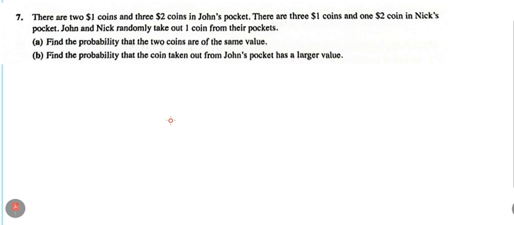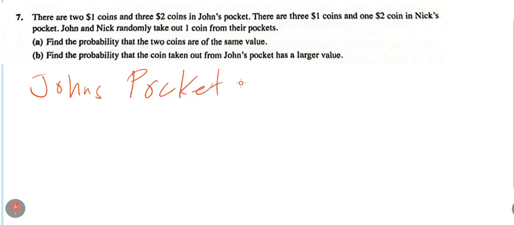Then for each value in John's pocket, there are two $1 coins and three $2 coins. So that's going to give us a total of three plus two, which is a total of five.